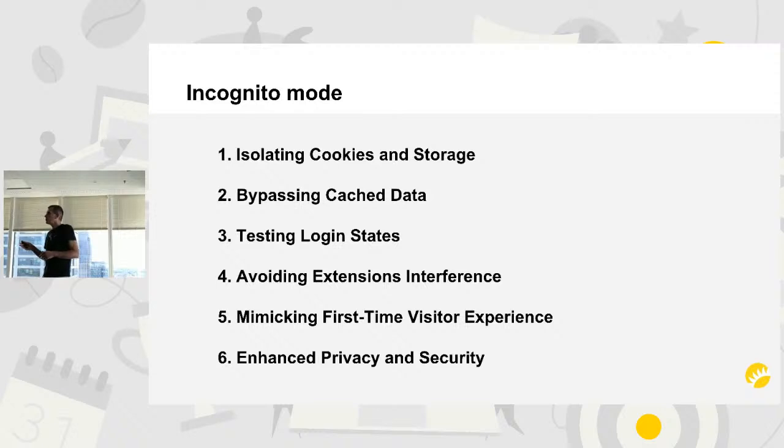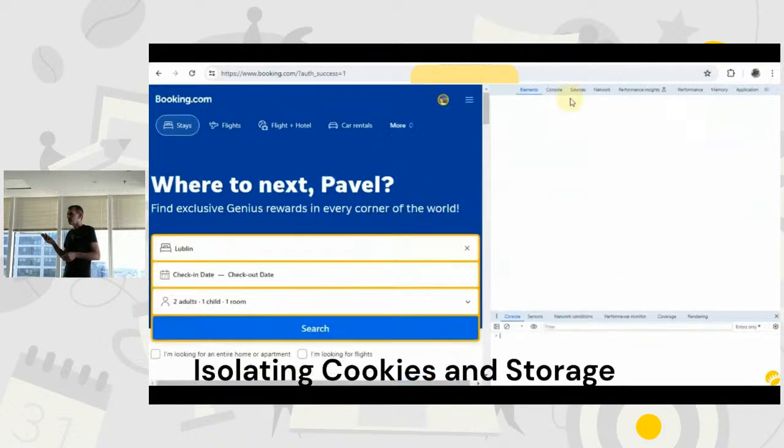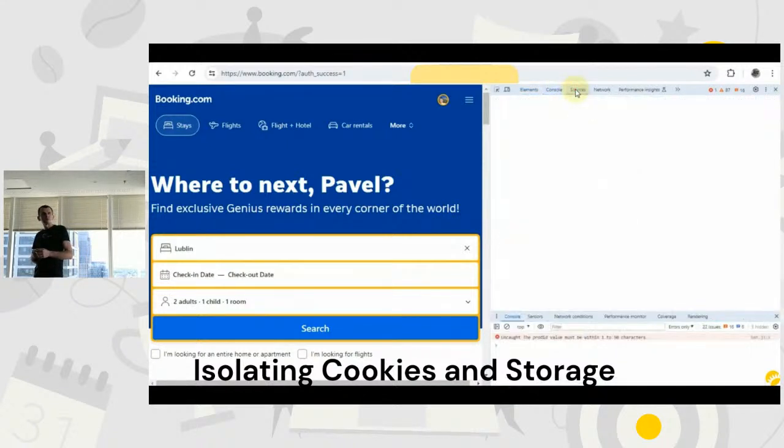Yeah, every time when you open the website in incognito mode, you are like a new visitor here. So it's kind of useful sometimes, especially when you have to test the behavior of your web application for new users. And when we're using the incognito mode, it enhances your privacy and security. And here on the booking.com example, I'll show you a few things.